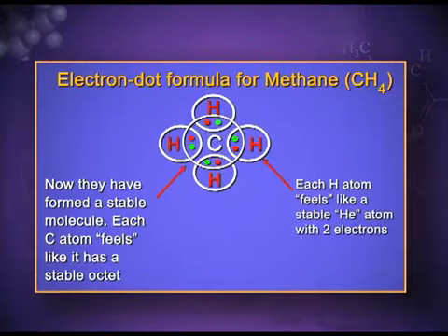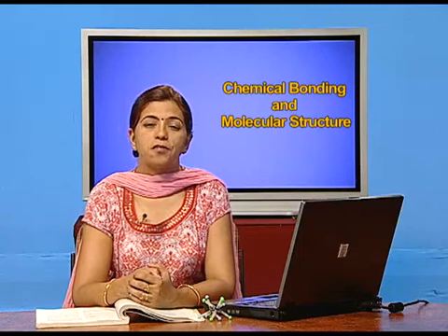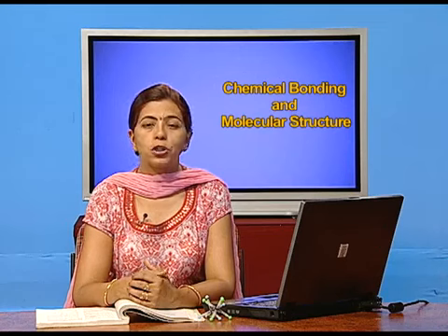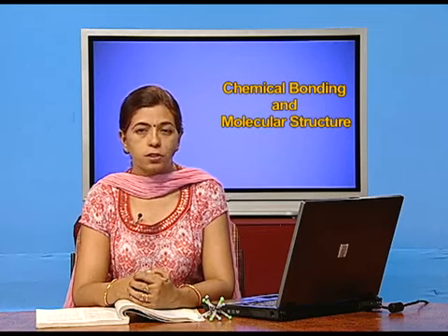Now, you can see that by the sharing of these electrons, the duplet of the hydrogen is complete and the octet of the carbon is complete. Both are in the stable state and electrons are represented by the red and the green dots. Lewis dot structure is a very simple and very convenient method to show the sharing of electrons.